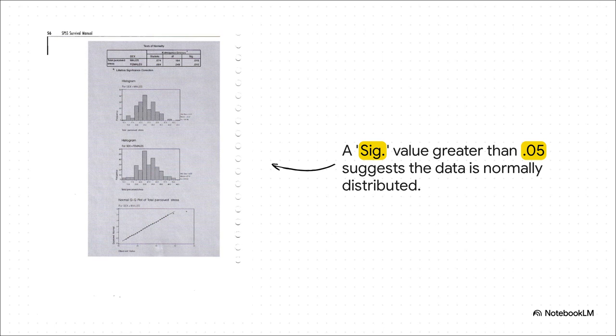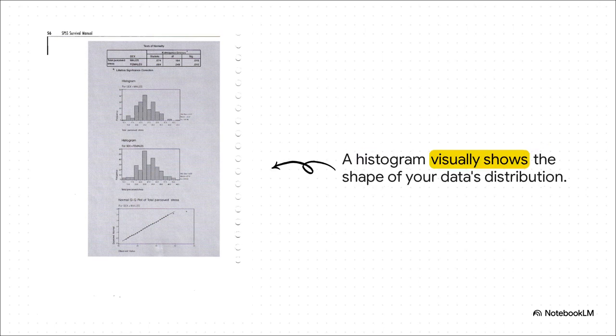Here's the rule of thumb. If that number is bigger than 0.05, your data is considered normal enough for most tests. And look at that. Both of our values here are above 0.05, which is fantastic news. But numbers can be a little abstract. I always recommend doing a visual check too.